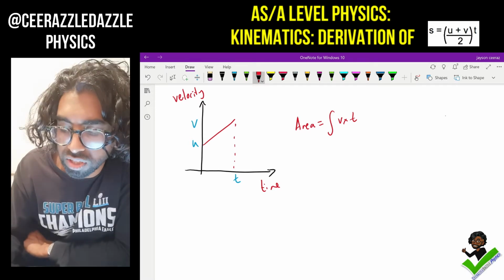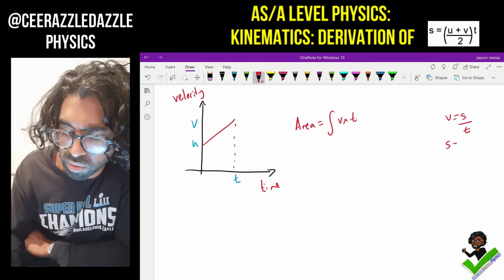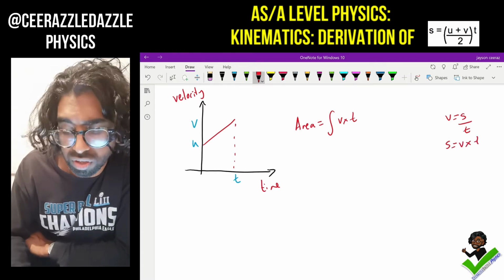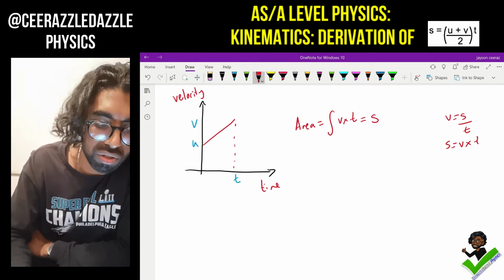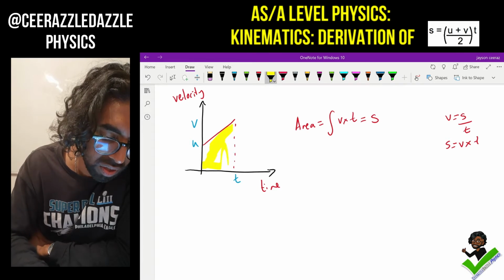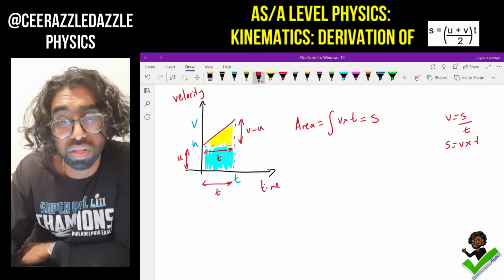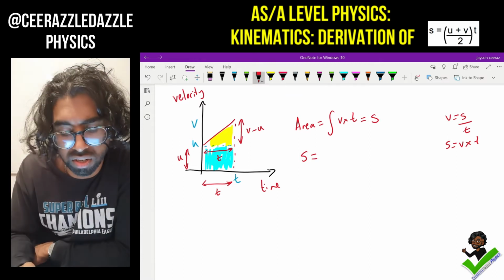And we know that velocity is equal to displacement over time. Therefore, displacement is equal to velocity times by time. So the area is equal to the integral of velocity times by time, which is equal to the displacement. So the area under this graph, everyone, is equal to the displacement. Okay, so we know that the area is equal to the displacement. So to work out the displacement, I simply find the area under the line.